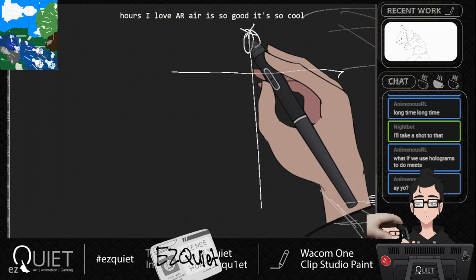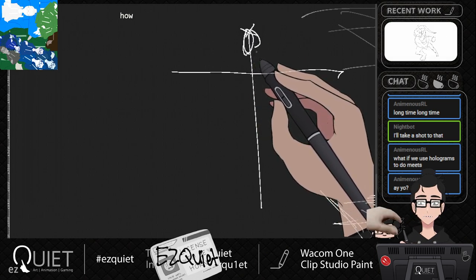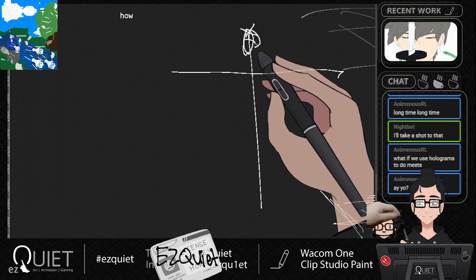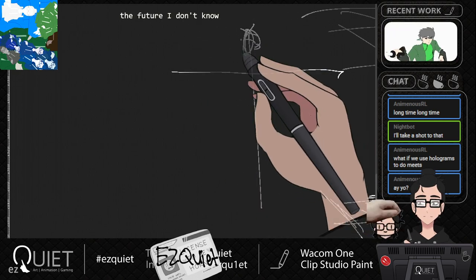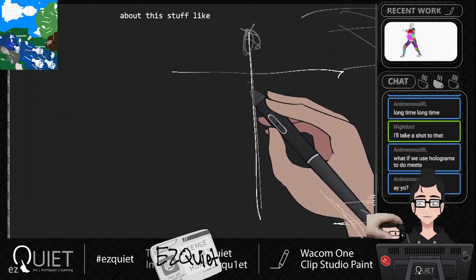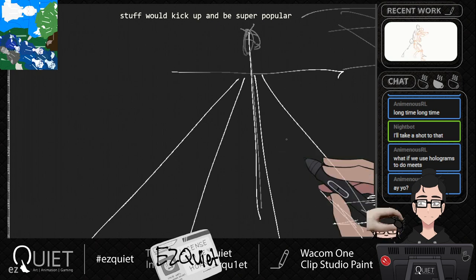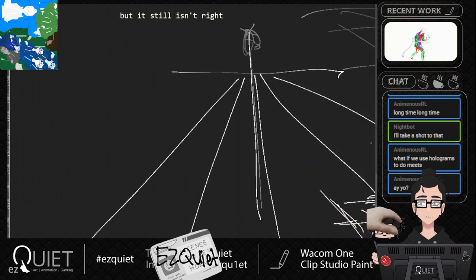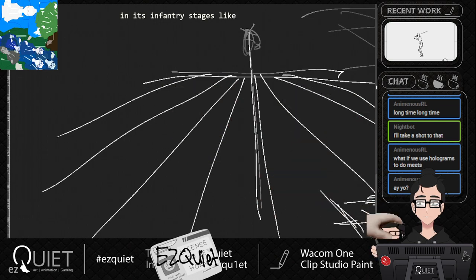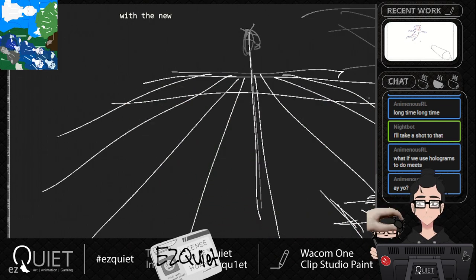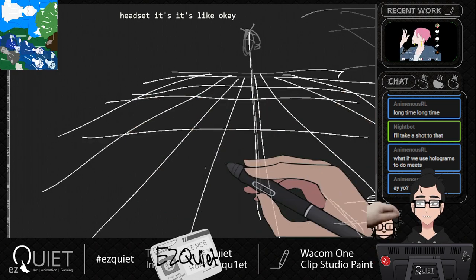It's so cool. And guys, I'm telling you, I don't know how good it's going to be in the future. You never know about this stuff. We thought AR, VR, all this stuff would kick up and be super popular now, but it still isn't, right? VR is still in its infancy stages. They just came out with the new Vive, is that how you pronounce it? Headset. It's okay. It's not that good.